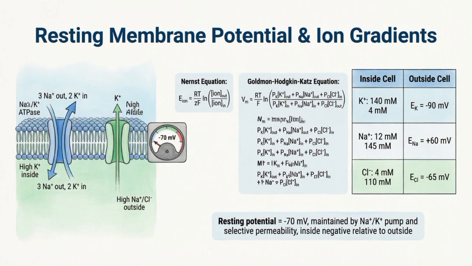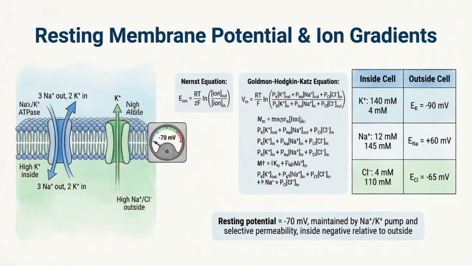Resting membrane potential and ion gradients. Every neuron maintains an electrical charge difference called the resting membrane potential. This is approximately minus 70 millivolts. Ion distribution. Inside the cell, potassium concentration is high, 140 millimolar, while sodium is low, 12 millimolar. Outside the cell, sodium is high, 145 millimolar, and potassium is low, 4 millimolar.